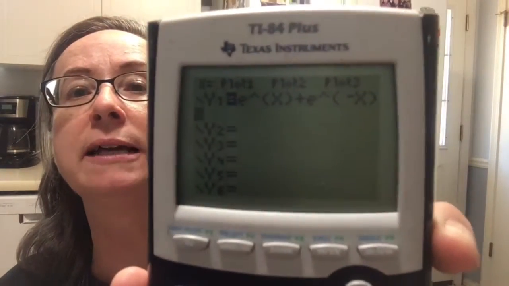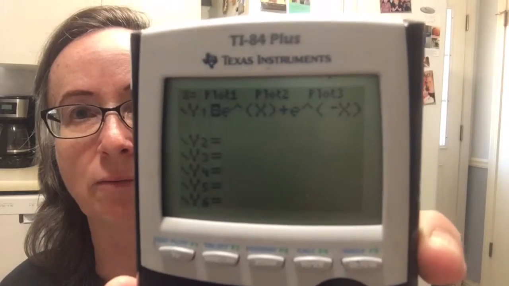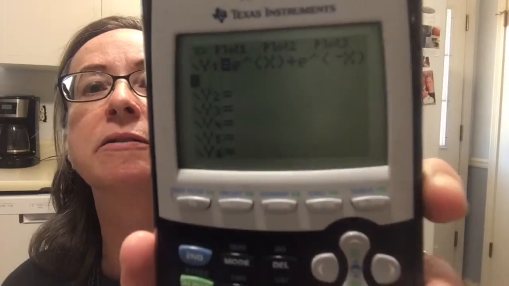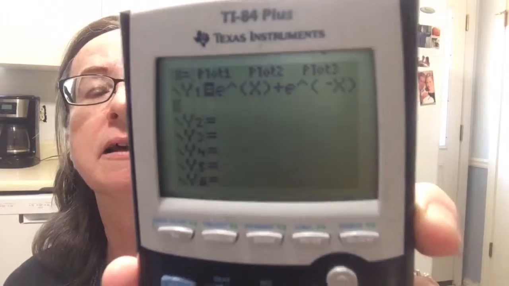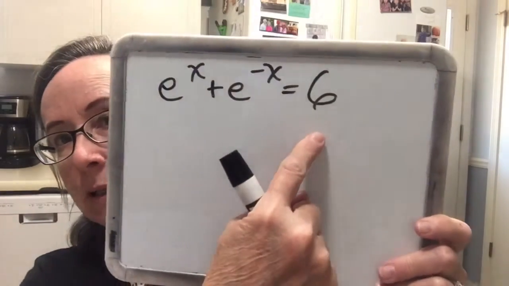Okay, it's got a lot of numbers. And then I'm going to close my parenthesis off. So on the left-hand side, I've got e raised to the x plus e raised to the negative x. Hopefully you can see that on the screen. Okay, and then on the second side of the equation, I'm going to just put a 6.